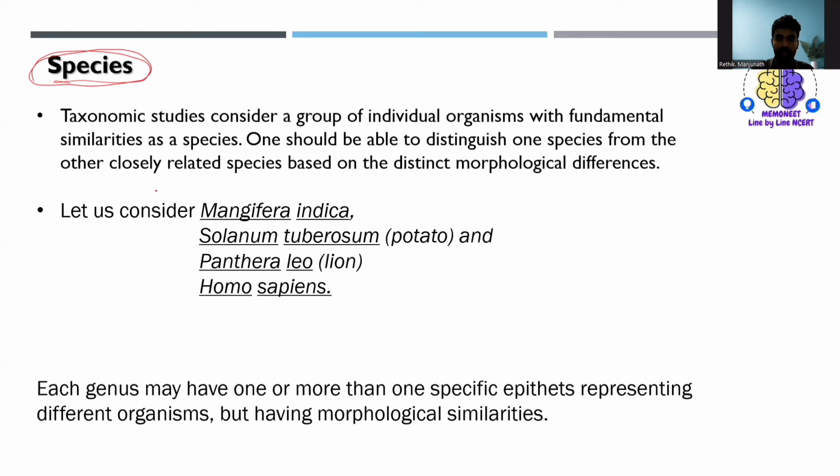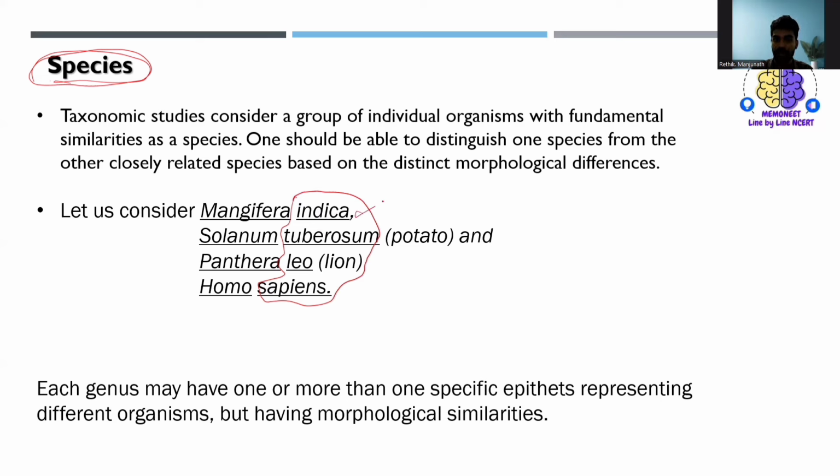For example, we have taken four things here. One is Mangifera indica, then Solanum tuberosum, then Panthera leo, then Homo sapiens. So these are the genus, and these are the species: indica, tuberosum, leo, sapiens, right? So these four actually represent species. You can easily identify them, or easily separate them.